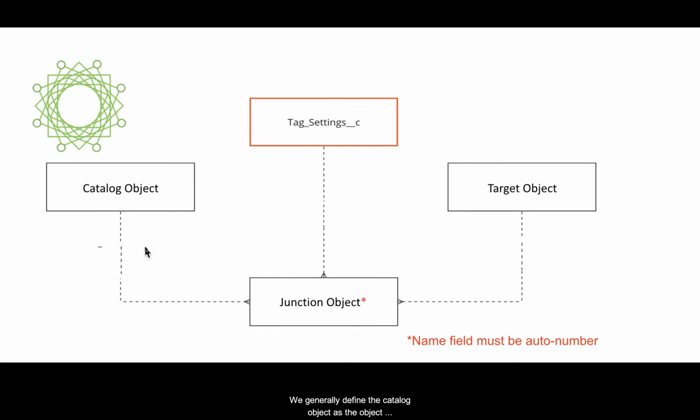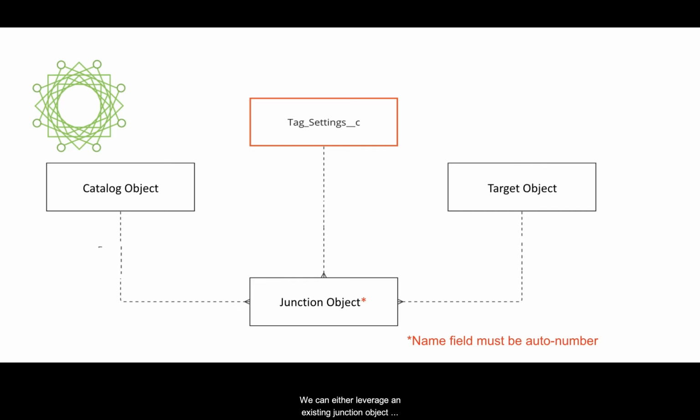We generally define the catalog object as the object that holds the tag values, while the target object refers to the object being tagged. However, it's important to note that tagging can occur bidirectionally. For more on bidirectional tagging, please see our Many2Many functional video.